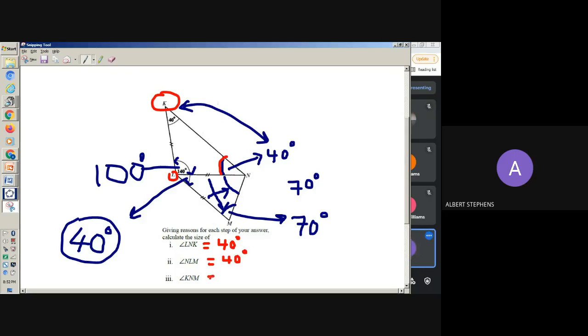And then the last one, K to N to M. No, K to N to M is all of this. So what is all of this, class? What is K to N to M? 110, sir. Right, it will be 40 plus 70, which is equal to what? 110. All right, any questions?